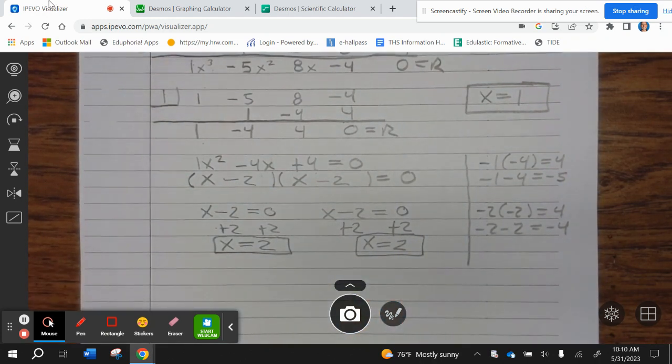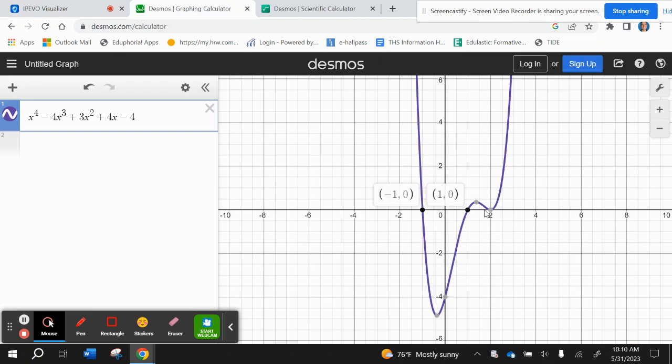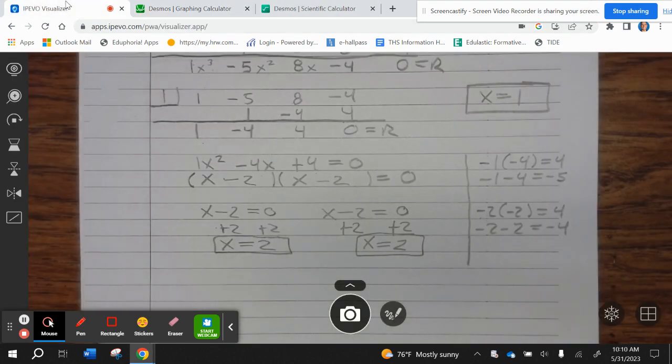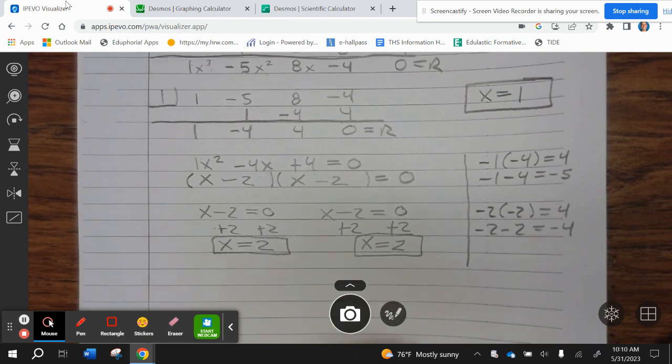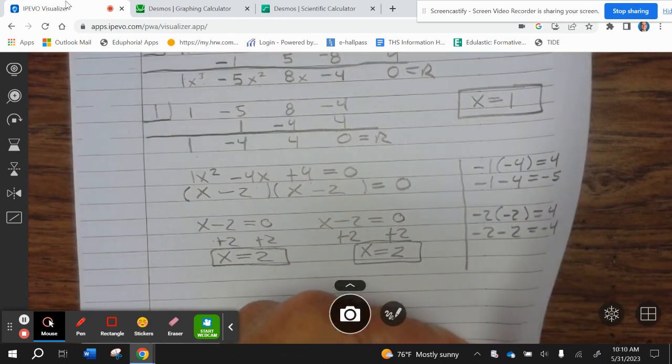Okay, so now let's go back to our graph and check. Now you'll see that it touches 2 only once, but when it touches and turns, that number counts twice. Okay, that verifies our zeros are correct. All right, go ahead and finish up that example, and let's take a look at the last example.